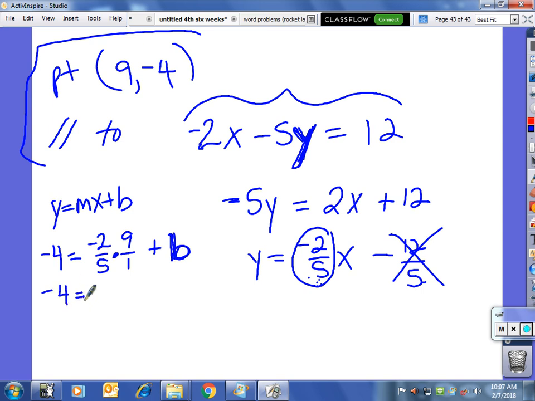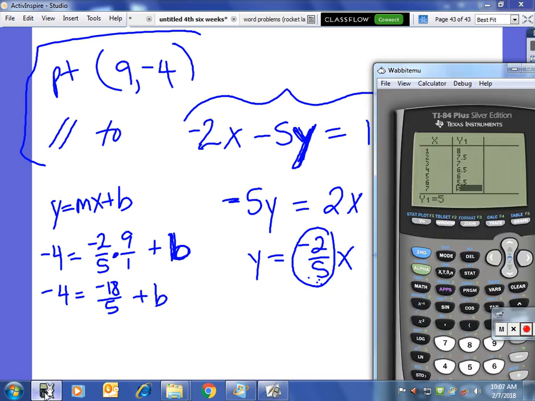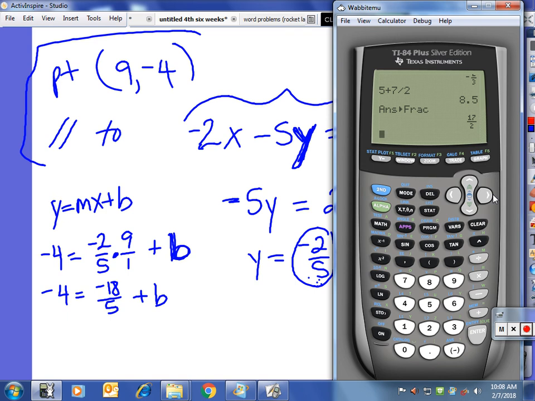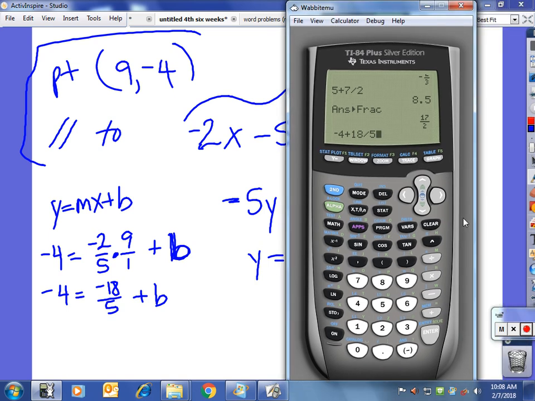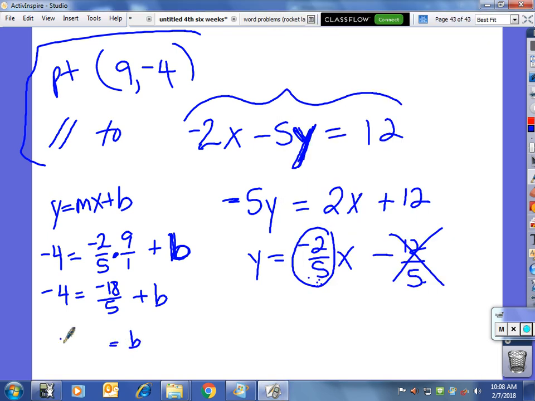Negative 4 equals, it's negative 18 over 5, isn't it? And here's where I would take my calculator. How do I get rid of negative 18 over 5? I add 18/5. So I'm going to do negative 4 plus 18/5. I'm just solving this equation. I'm going to get rid of the negative 18/5 by adding 18/5 to both sides. So I get negative 0.4. What is that as a fraction? So my b value is negative 2/5.